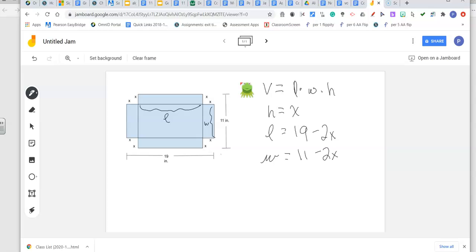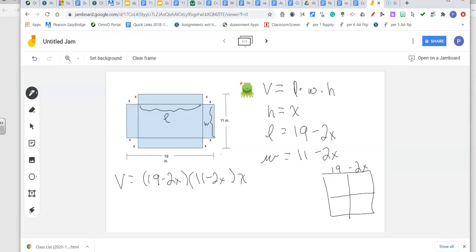Once you have that set up, it's not hard to find the volume, because the volume is length, which is 19 minus 2x, times the width, which is 11 minus 2x, times x, your height. Now, I still like the box method for multiplying those. They're binomials, but they're also polynomials. But since there's only two terms, we call it a binomial.